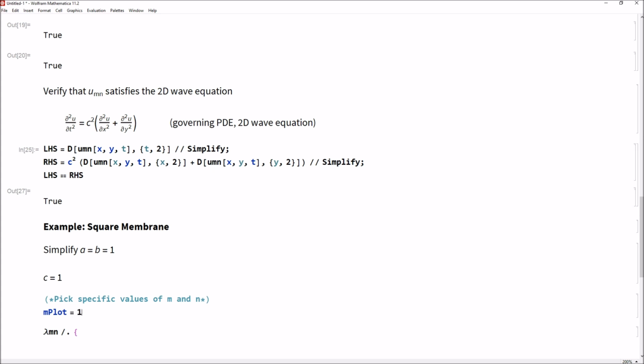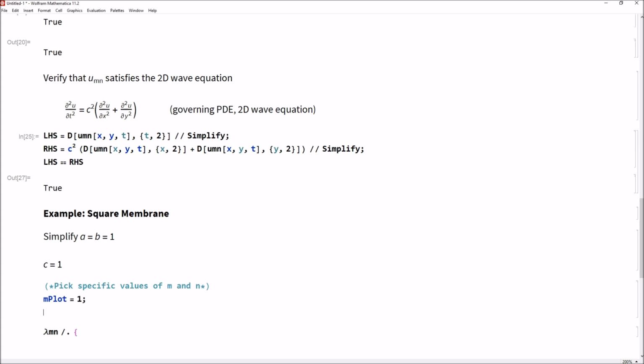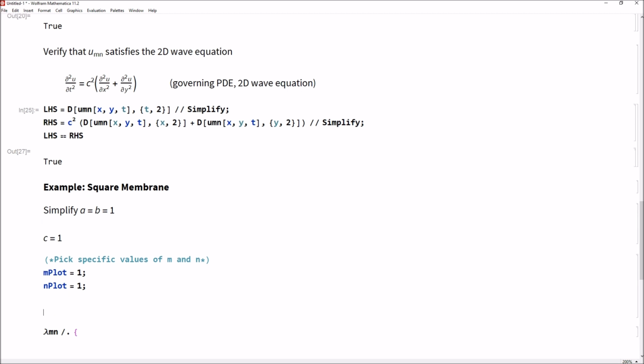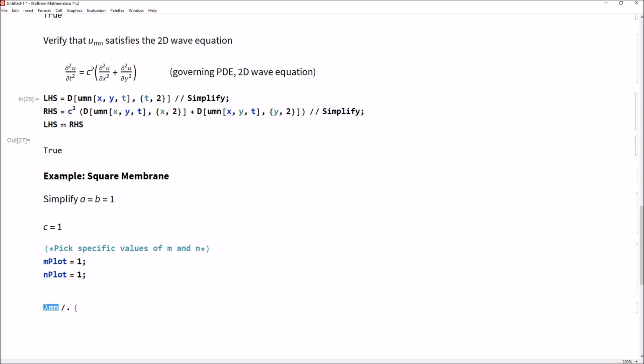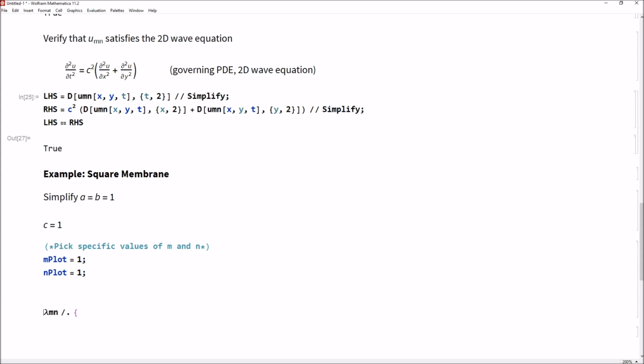Let's call a variable m plot, which is what value of m I want to plot, and let's make a variable called n plot, which is what value of n I'd like to plot. Let's just start with the 1-1 mode here, right? So with this here, let's go ahead and, whoops, sorry, I should move this up to the other cell so we're doing this all in one shebang.